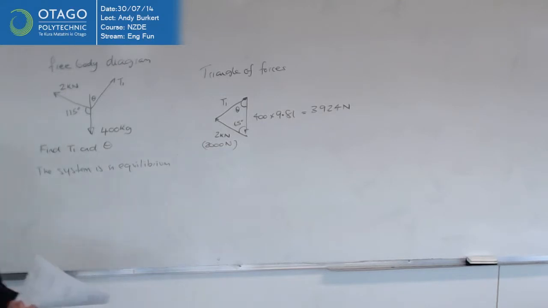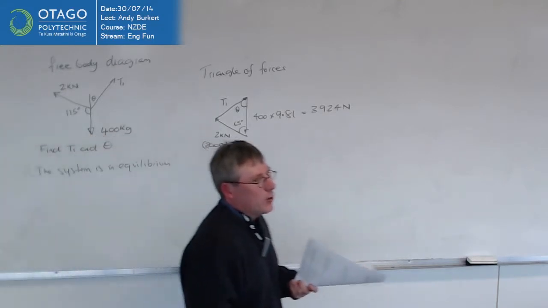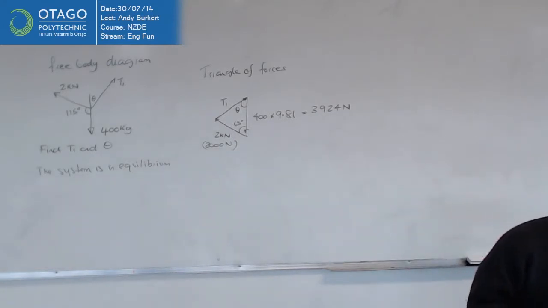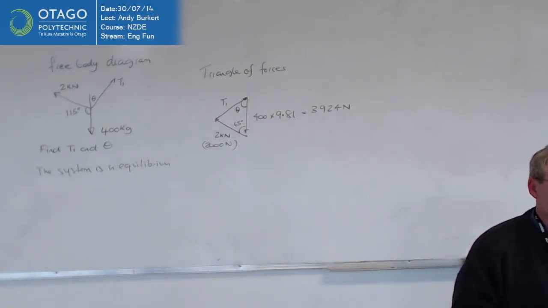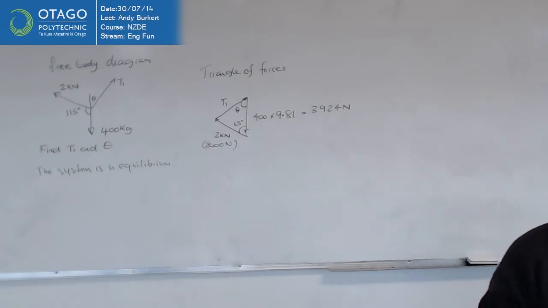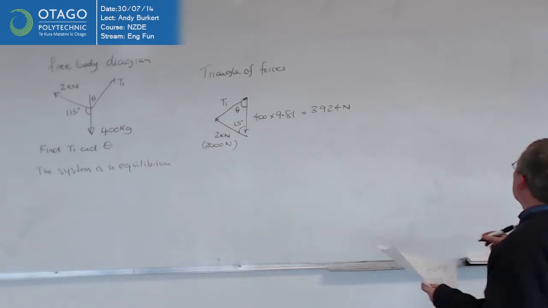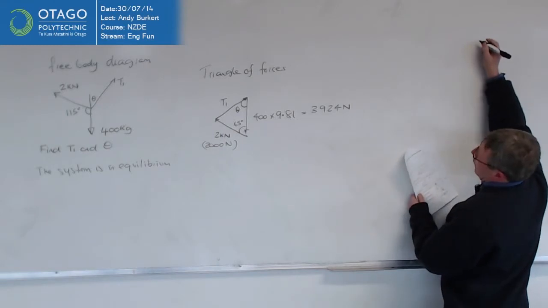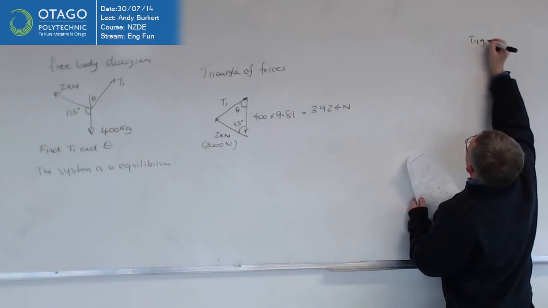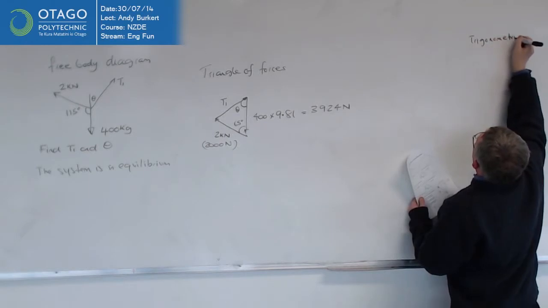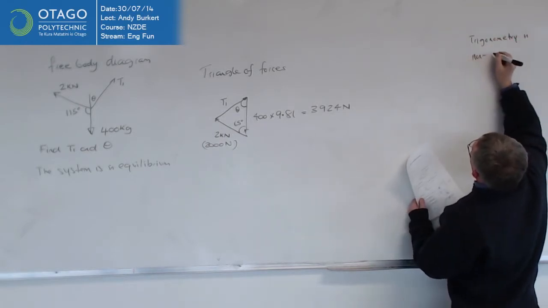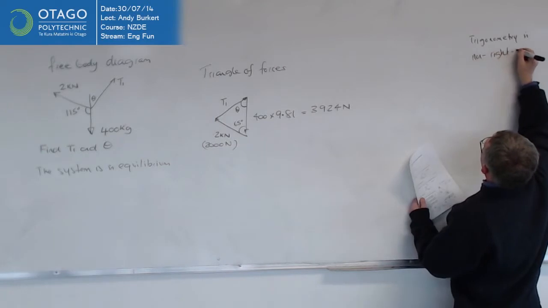We need to be able to solve that. So who remembers their non-right angled triangle trigonometry? Before we can actually answer that, what do we have to remember? We have to remember our sine rule and cosine rule. So let's put this over here so we can remember it. We've got trigonometry in non-right angled triangles.